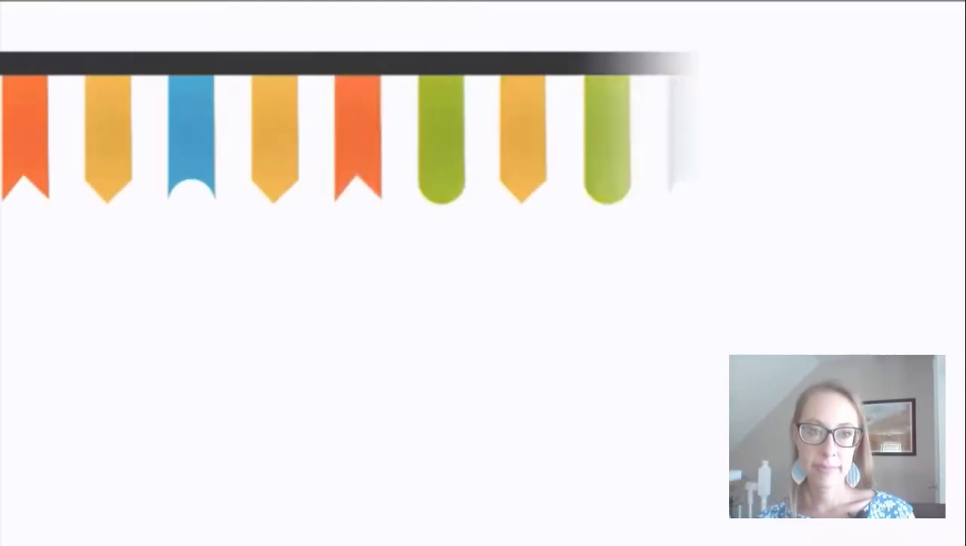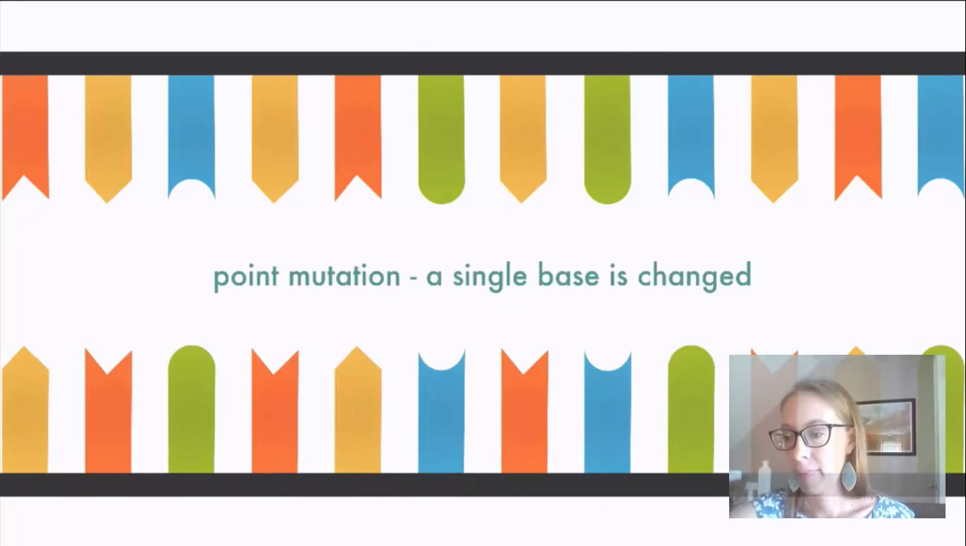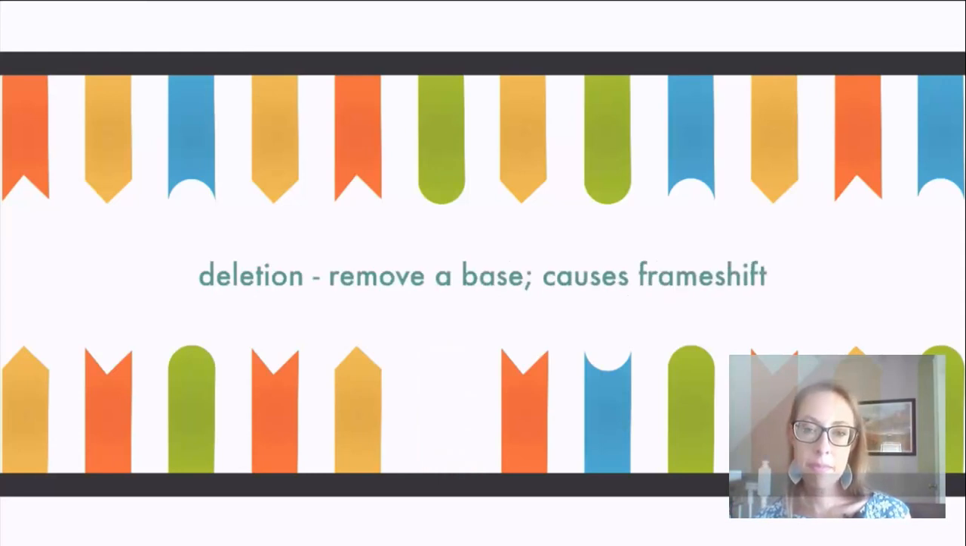DNA rarely makes mistakes, but it can happen. A point mutation changes a single base. This can change the whole amino acid, or, depending on its position, could go unnoticed. Other mutations can be more damaging. A deletion removes a base, but also causes a frame shift, which changes every amino acid after the mutation.